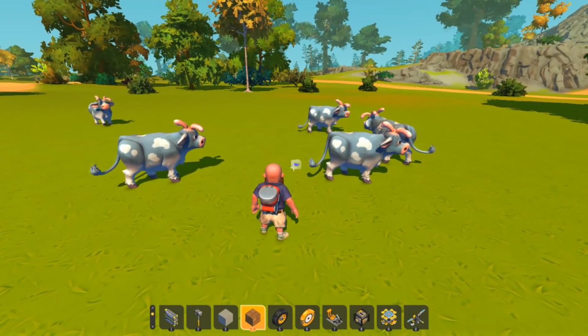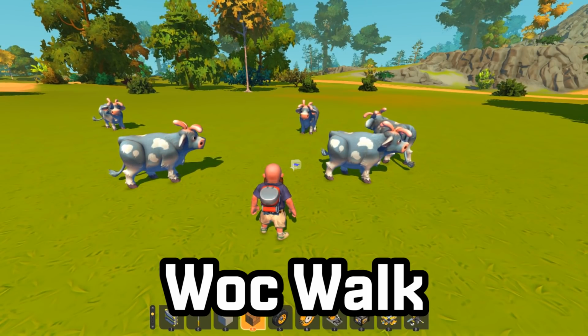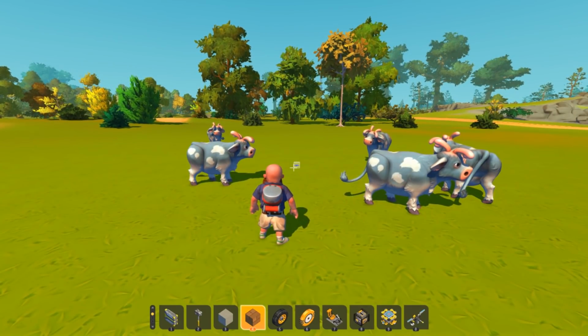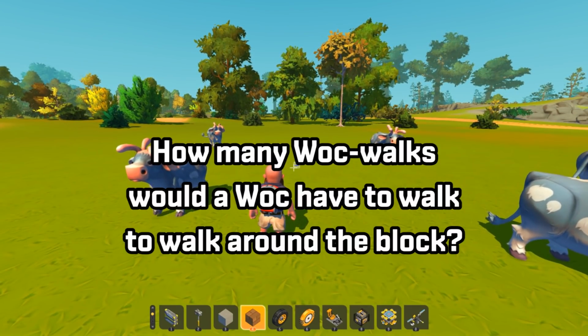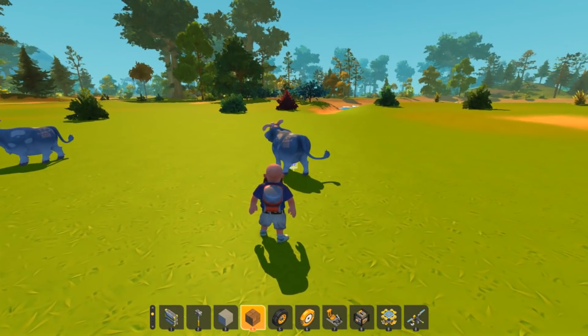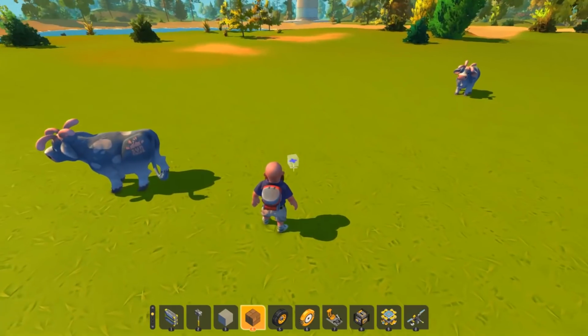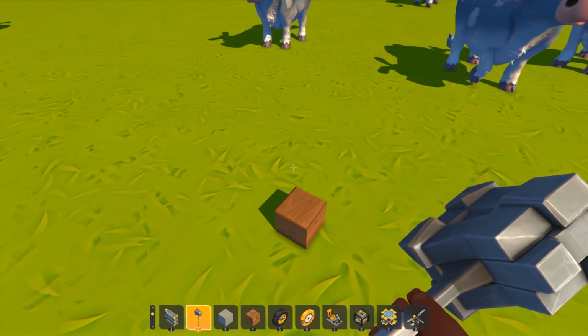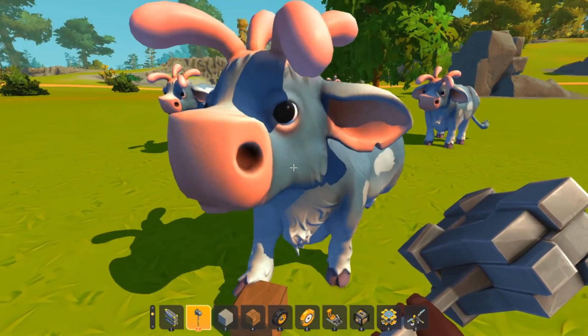We can go ahead and call this a walk-walk. It's a walk-walking, so it's just a walk. It's a walk-walk, right? So the question that I have is, how many walk-walks would a walk have to walk around the block? And I'm not talking about the traditional sense of a person walking around the block. I'm talking about an actual block, a single block in the game scrap mechanic. And you think that answer might be 4.